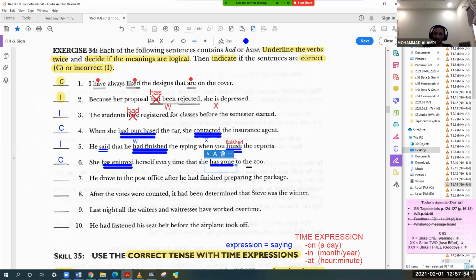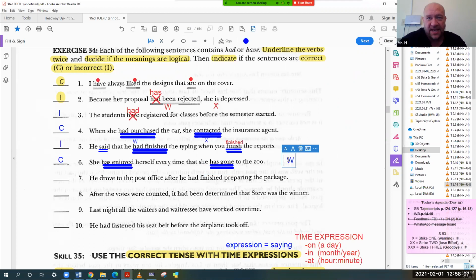X. Okay. Every time that she has gone. She has enjoyed herself every time that she has gone. Well, in this case, they are W and W. Both of them happen at the same time. In this case, we don't have an X. Okay. This time they're both W. They both happen at the same time. So she enjoyed herself every time she has gone to the zoo. So these both happen together, and that's okay.